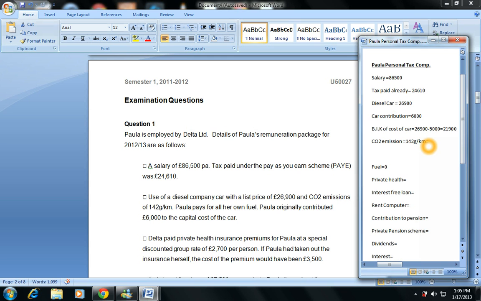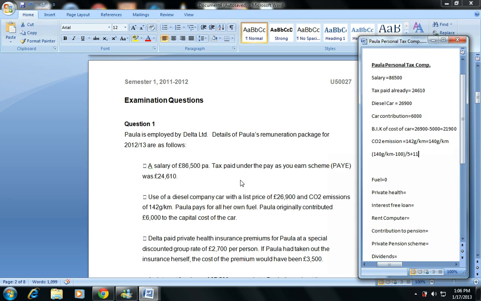And what the law says is, to calculate the CO2 emission percentage, we have to round it down to 140 so that it is divisible by 5. So the formula: you put bracket 140 g minus 100, we subtract 100 from it, and we divide the whole thing by 5. The percentage that we get from here, we add 11% to it.